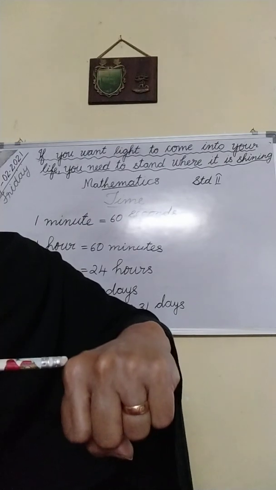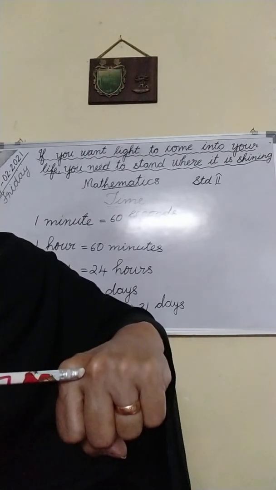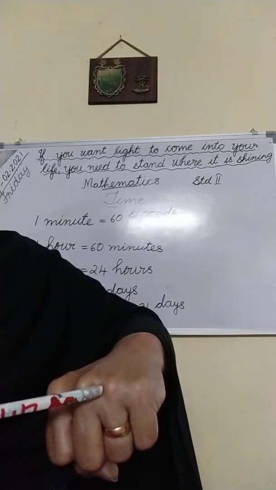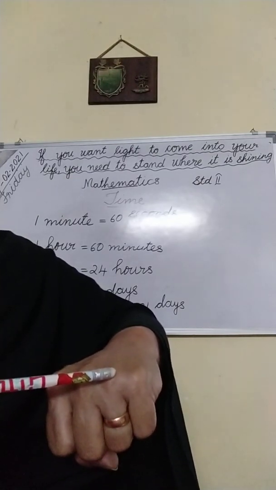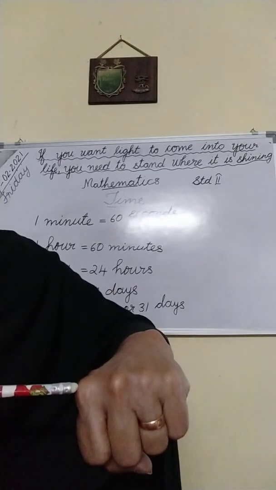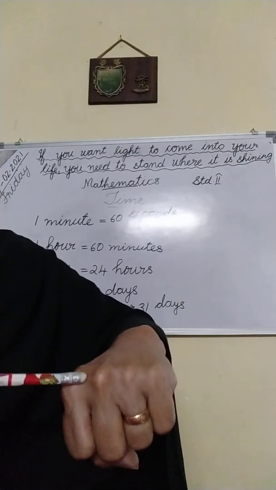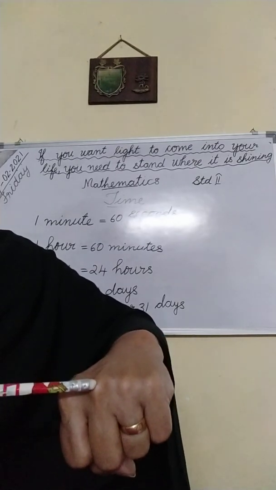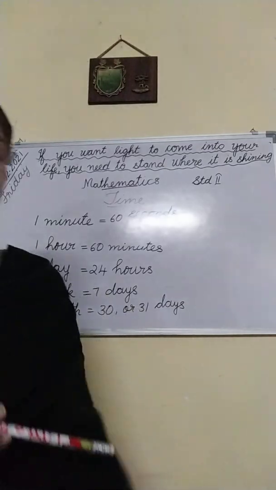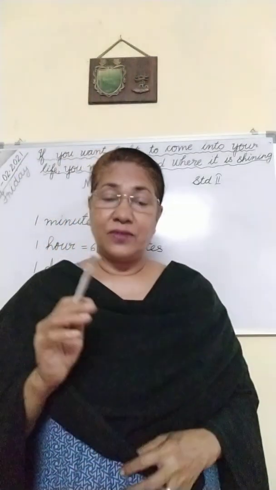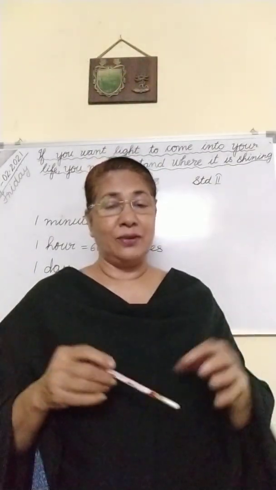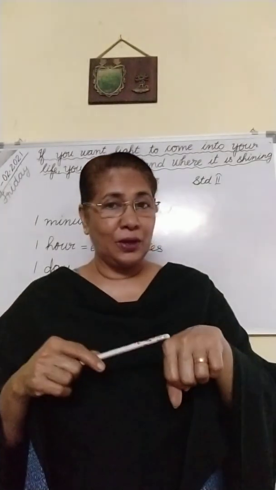Okay, so January 31, February 28 or 29 in leap year, March 31, April 30, May 31, June 30, July and August are 31, September 30, October 31, November 30, again December 31. So some months have 30 days, some have 31 days. Okay, you know now.